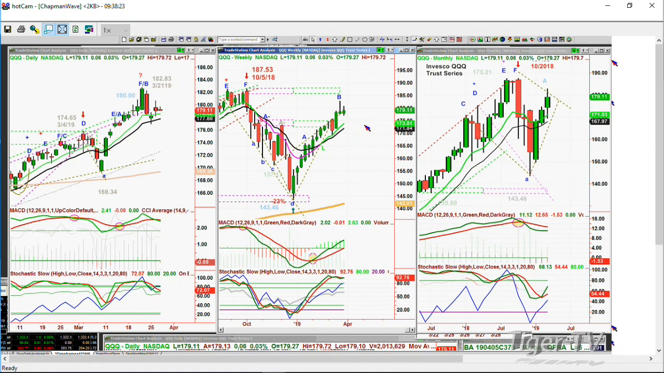So 173 to 171 is major support in the QQQ, the Invesco QQQ Trust Series. This is an NDX 100 trading vehicle.